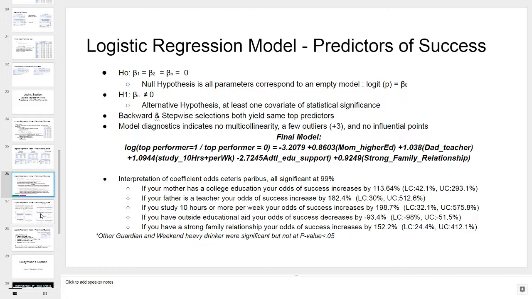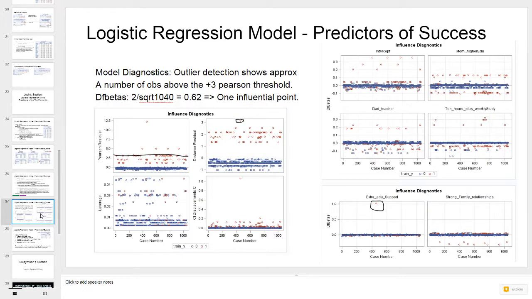And then other noteworthy variables: I did have other guardian and weekend heavy drinker, but they were not significant at the 5 percent level. The p-value was around 0.10. I would probably include them for theoretical reasons, but since they weren't statistically significant, I have them out of the model right now. Next slide.